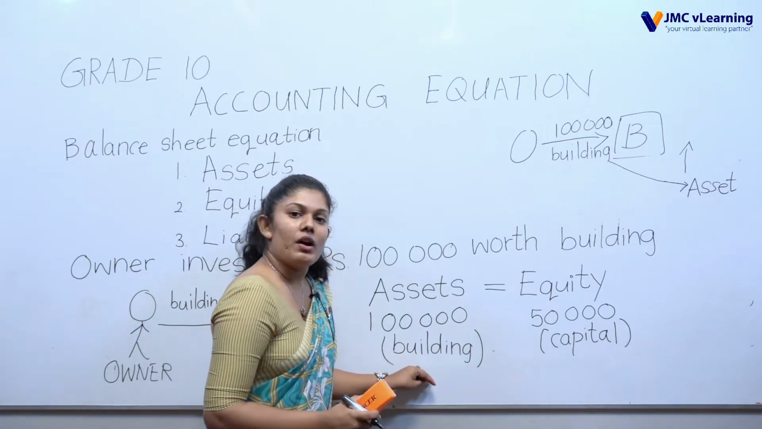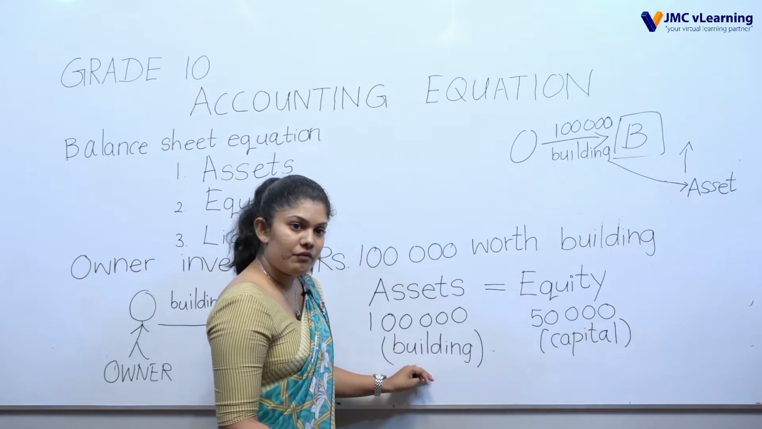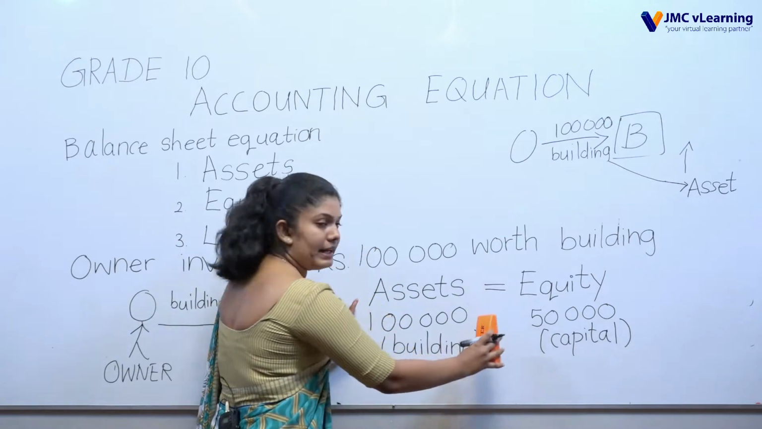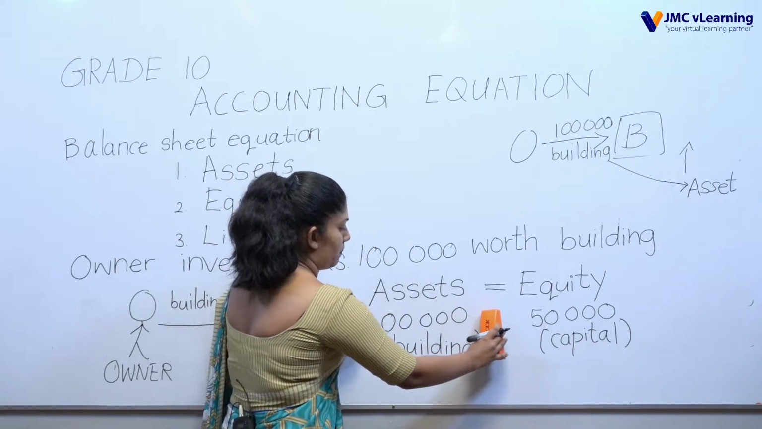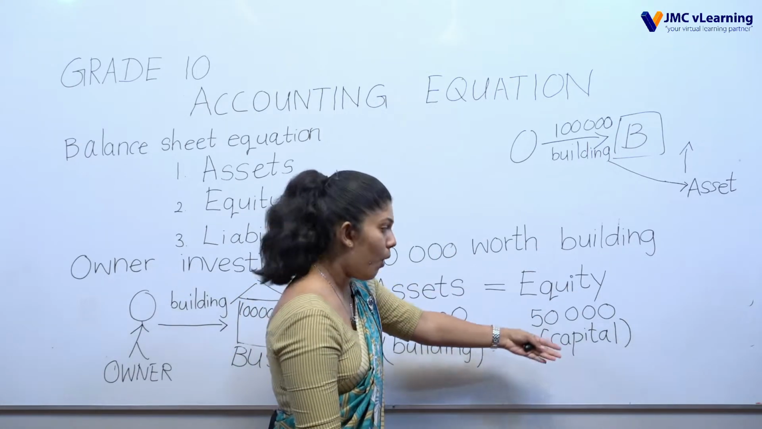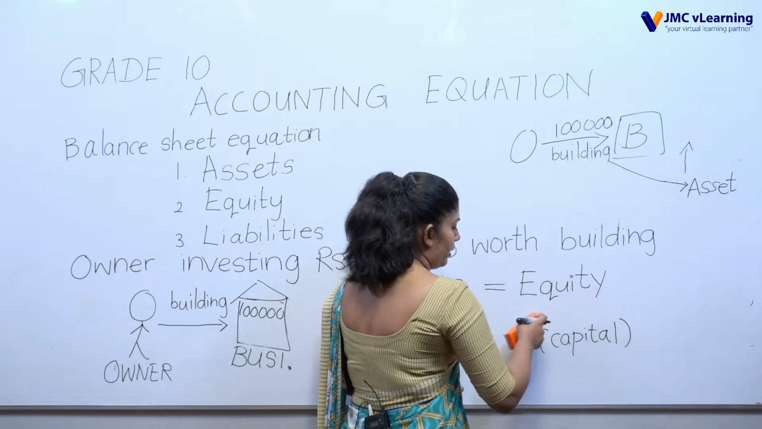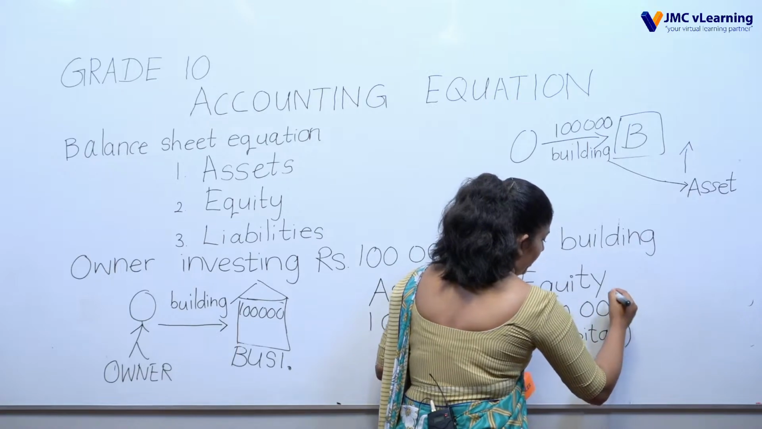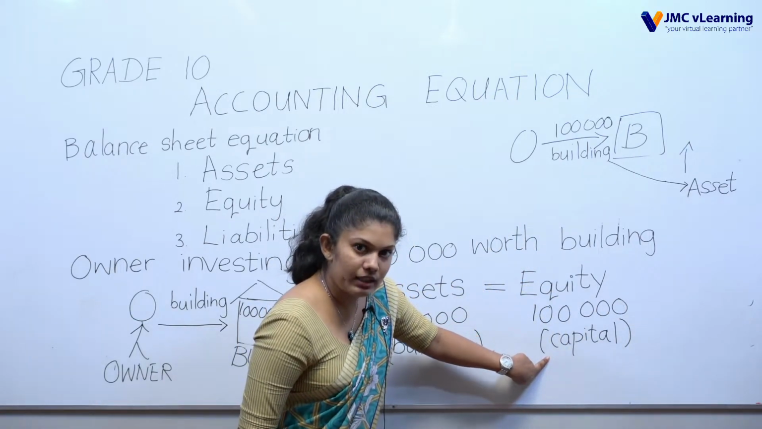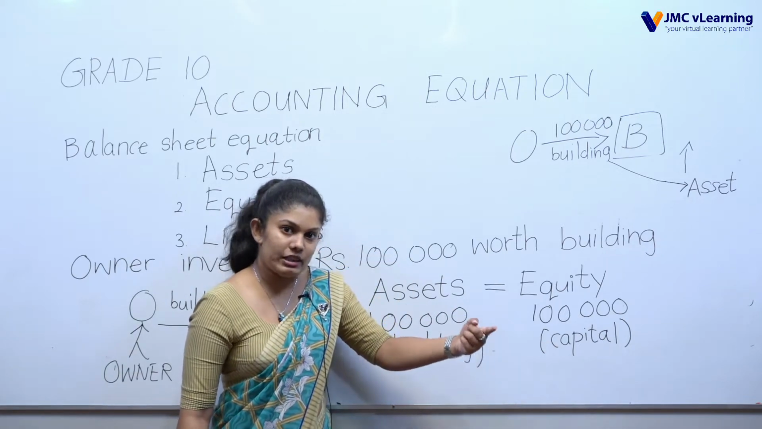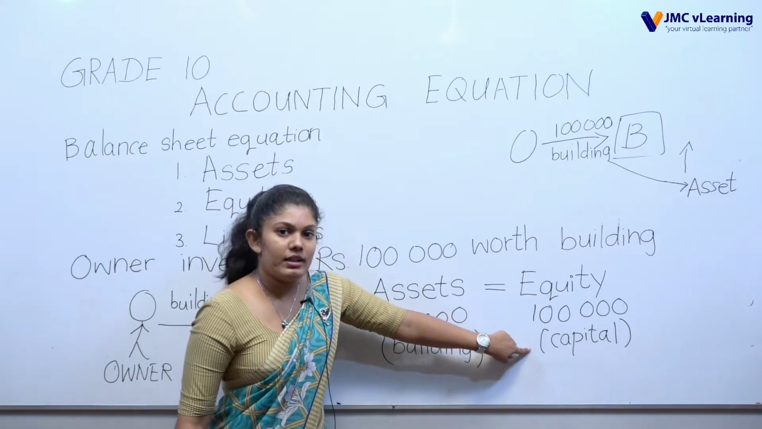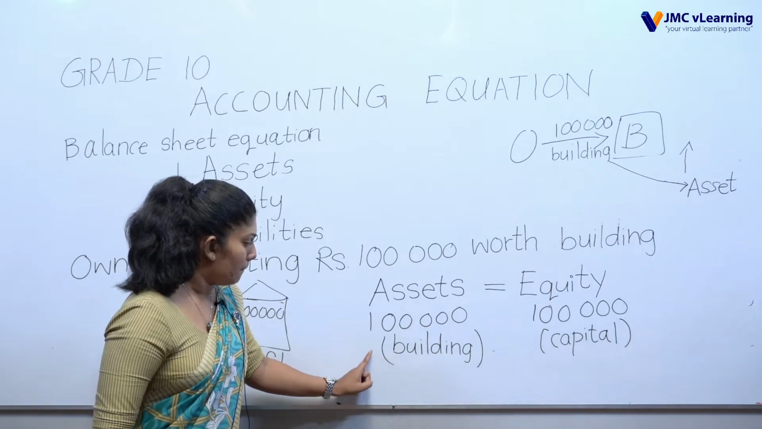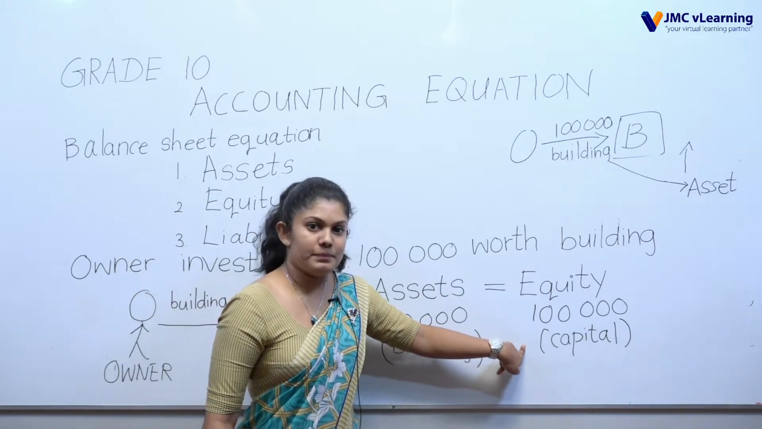To whom does this building belong? To the owner. We don't have any liabilities to deduct yet. Therefore, this total building, that means 100,000 of building, belongs to the owner. What belongs to the owner we identify as capital. Under equity, it is named as capital because he invested that at the beginning, and capital belongs to equity because the building belongs to the owner.